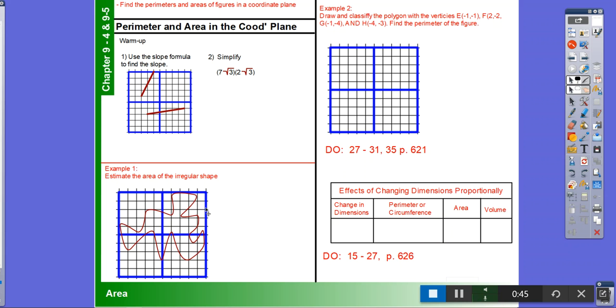Okay, welcome back. So use the slope formula to find the slope. Well, we know slope is equal to rise over run. So we're going to use a different color here. We have a run of 2 and a rise of 4. That's a slope of 4 over 2, which is equal to 2. Here we have a run of 6 and 1 up. So that's a slope of 1/6.